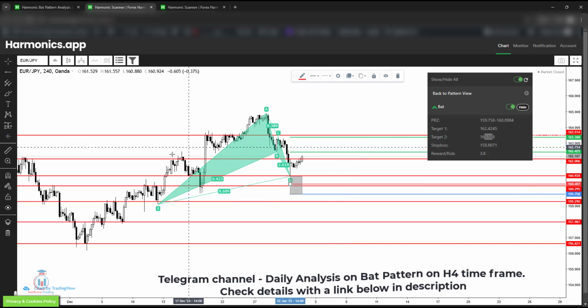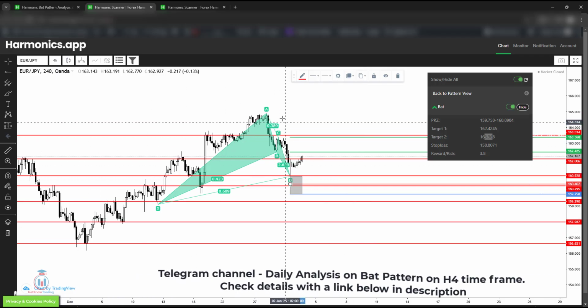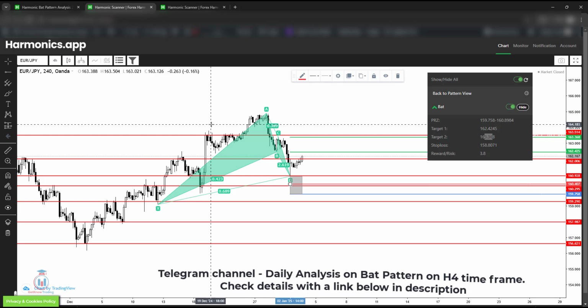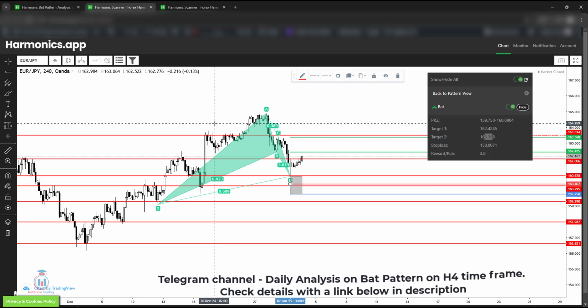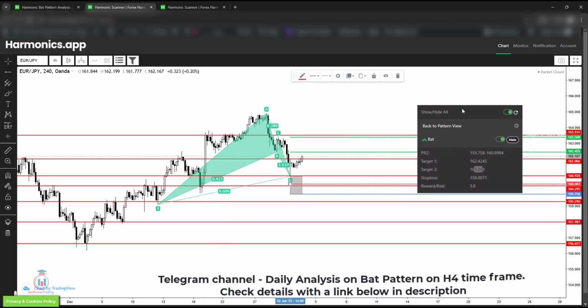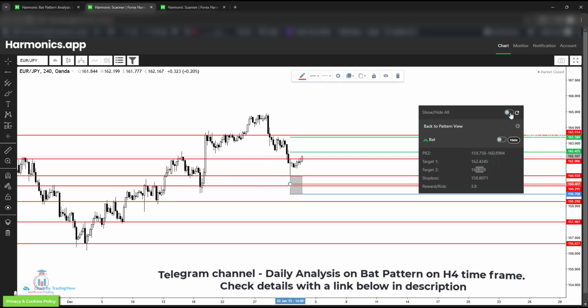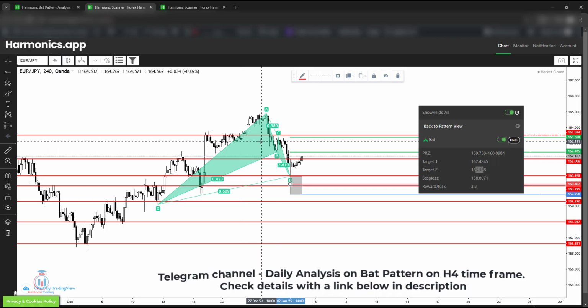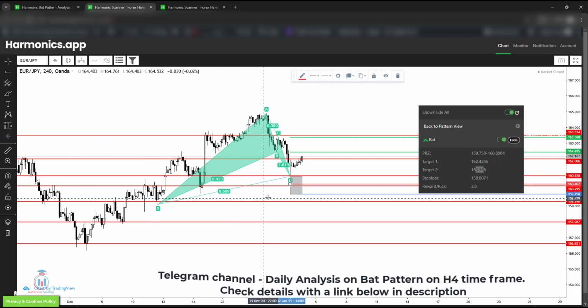So I'm using this technical analysis to increase the chances of being successful and picking the best patterns that will be much more successful than a failed one. Now we can see this is the small window that you can also move around. You can show or hide all of the patterns that are currently visible on the chart, but I have picked this one only as a bullish bat pattern, and I have analyzed only this one.